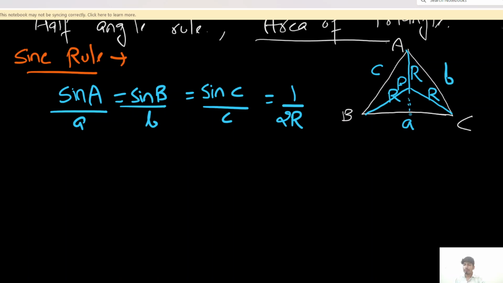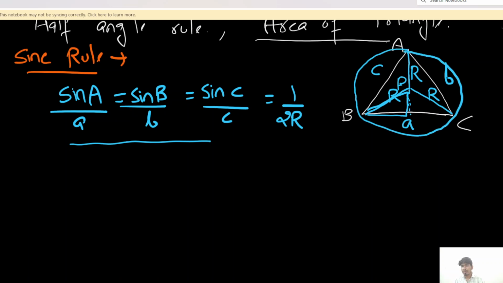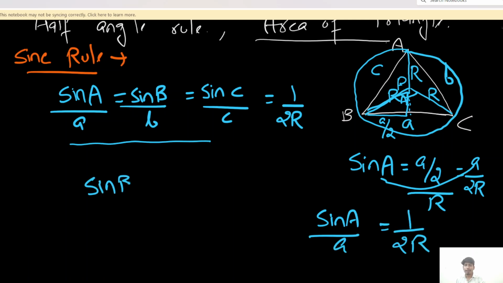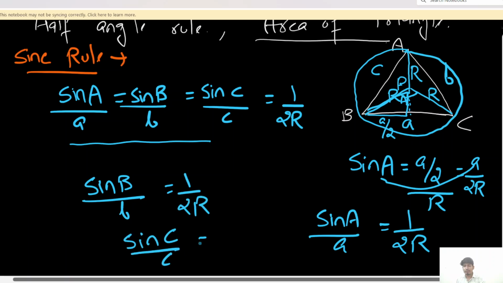Okay students, you can also derive this formula. Let me draw a circle. This side is a, the central angle is 2A and this half angle is A. Then sine A is (a upon 2) upon R, which is a upon 2R. Then sine A upon a is 1 upon 2R. Similarly, you get sine B upon b is also 1 upon 2R, and similarly sine C upon c is also 1 upon 2R.